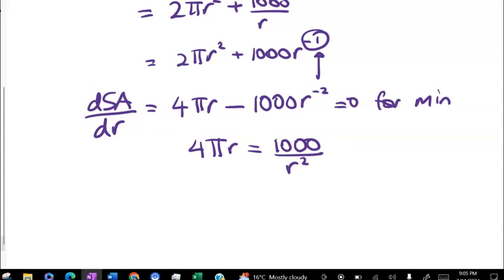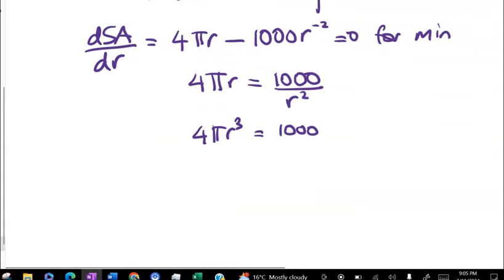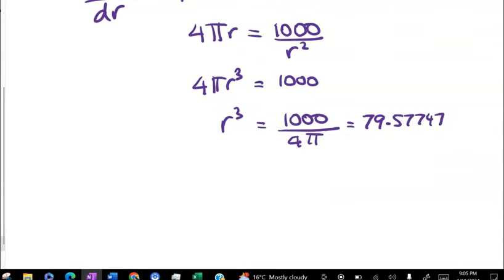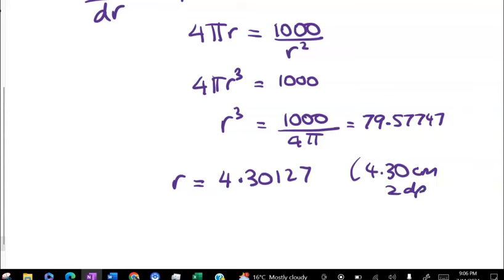So we've got a little cubic. I'm going to multiply both sides by r squared. I'm doing this really slowly. That gets me that. Next, we're going to have r cubed is equal to 1000 over 4 pi. When I bung that in my calculator, I get 79.57747. We take the cube root of each side, and we get r is equal to 4.30127, which is 4.30 centimetres to 2 decimal places, but I'm going to use that whole value for the next part of the calculation.